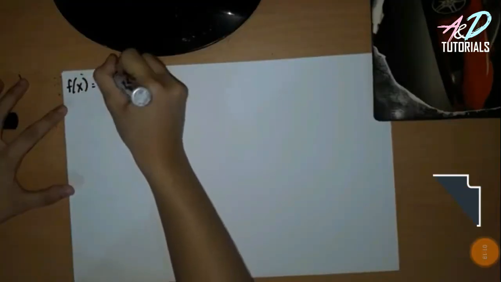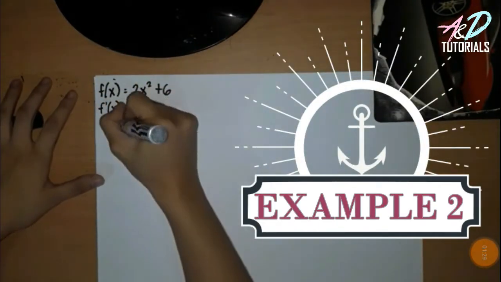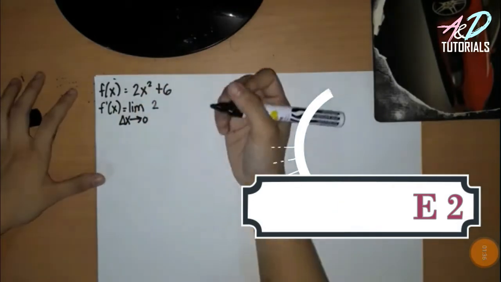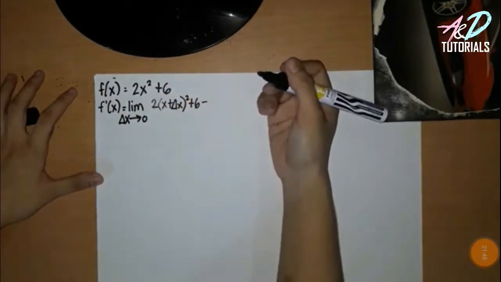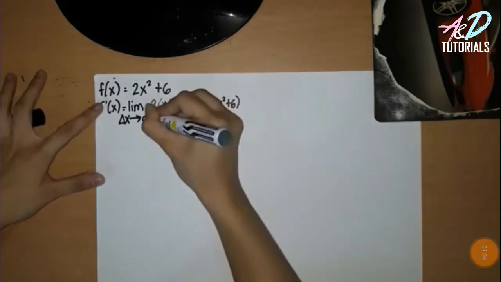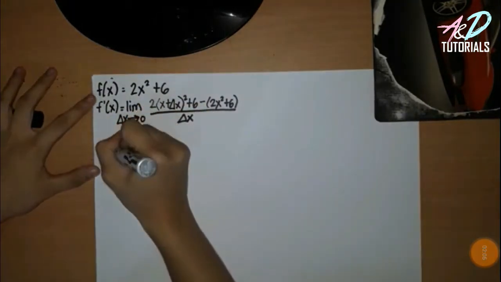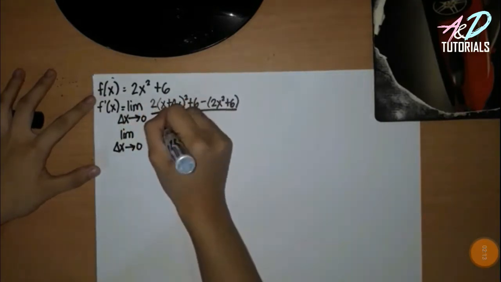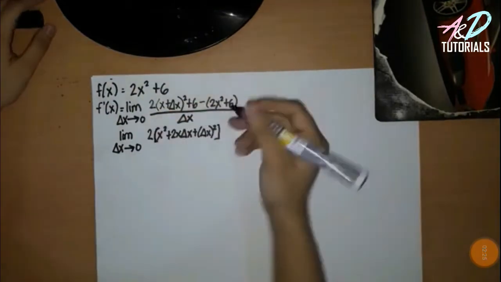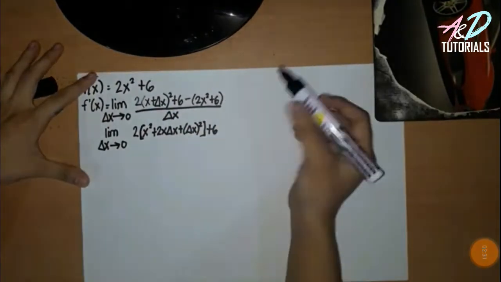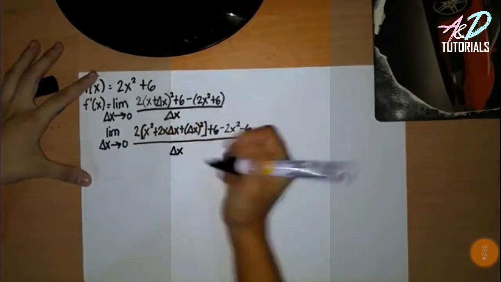For our second example, we have f of x is equal to 2x squared plus 6. Once again, we replace x with x plus delta x. Then, we subtract the original function all over delta x. Next, we expand x plus delta x squared, all over delta x.